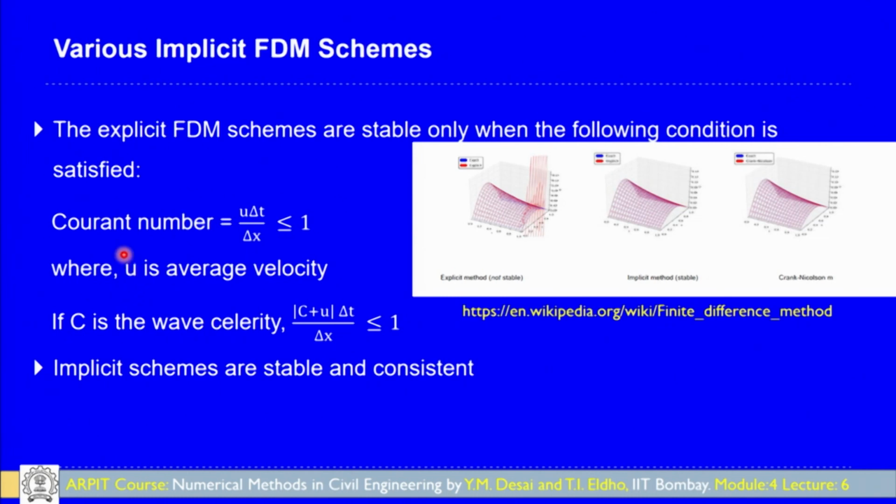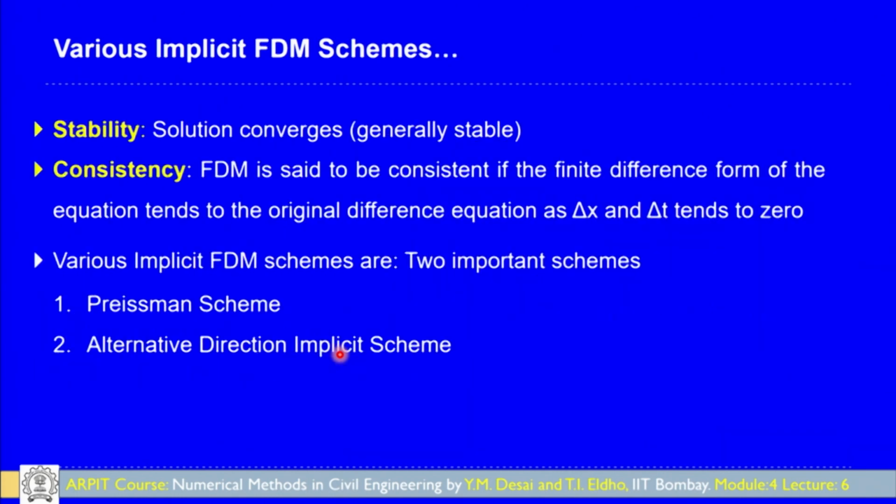This condition generally we need to satisfy as far as time step and spatial discretization are concerned. This is a given condition, otherwise the solution will not be stable, the solution will diverge. That is the problem with the explicit scheme. But implicit schemes are generally stable and consistent. That is the advantage of the implicit scheme.